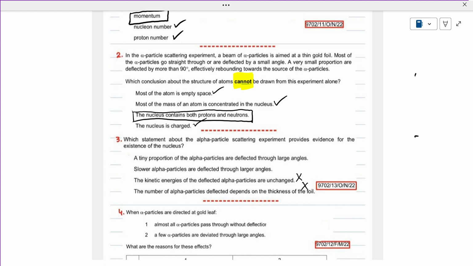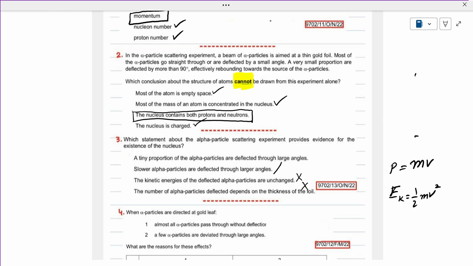In momentum we know that mass and velocity are involved. And in kinetic energy, EK is equal to half mv squared. So since mass remains the same and velocity is changed, if momentum is changing, energy will also be changed. Next option: slower alpha particles are deflected through larger angles.